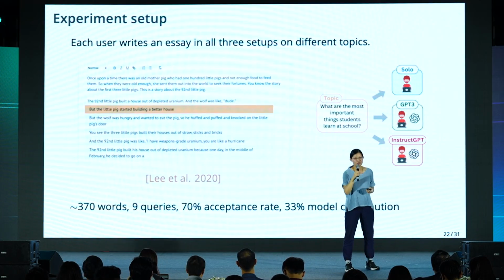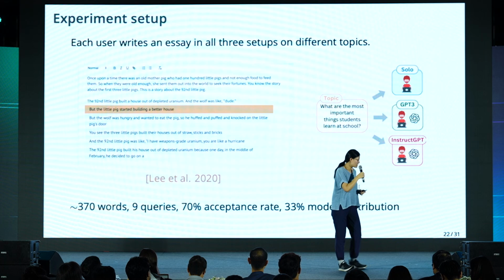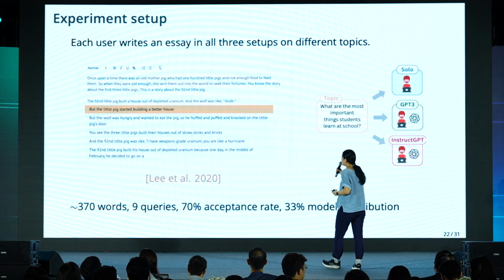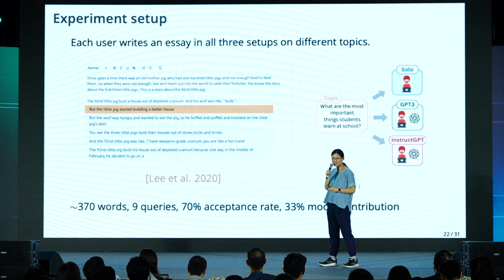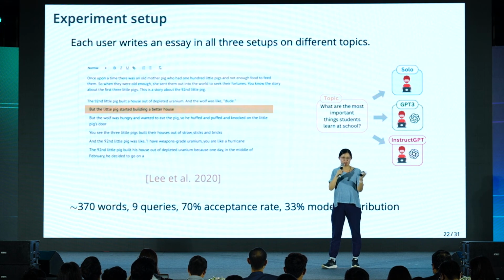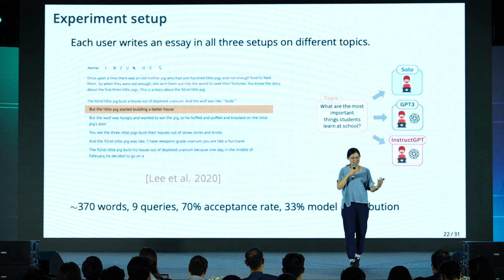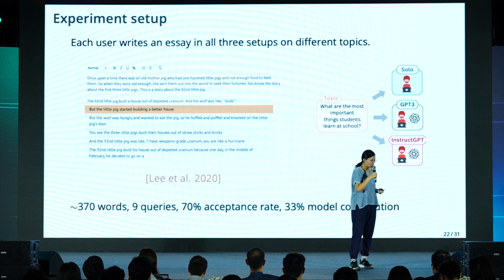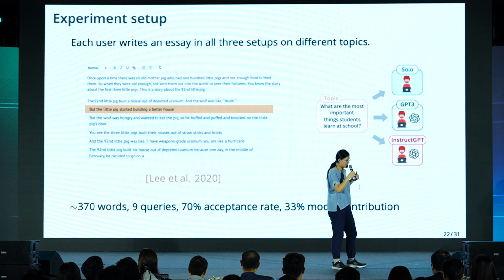So to understand to what extent this is happening, we ran these controlled experiments. Our interface is built on top of the co-author interface developed by Lee et al., where the user can query the model to produce a continuation or multiple continuations, and then the author can choose one of them and continue to edit their writing on top of that. And we have three setups here.